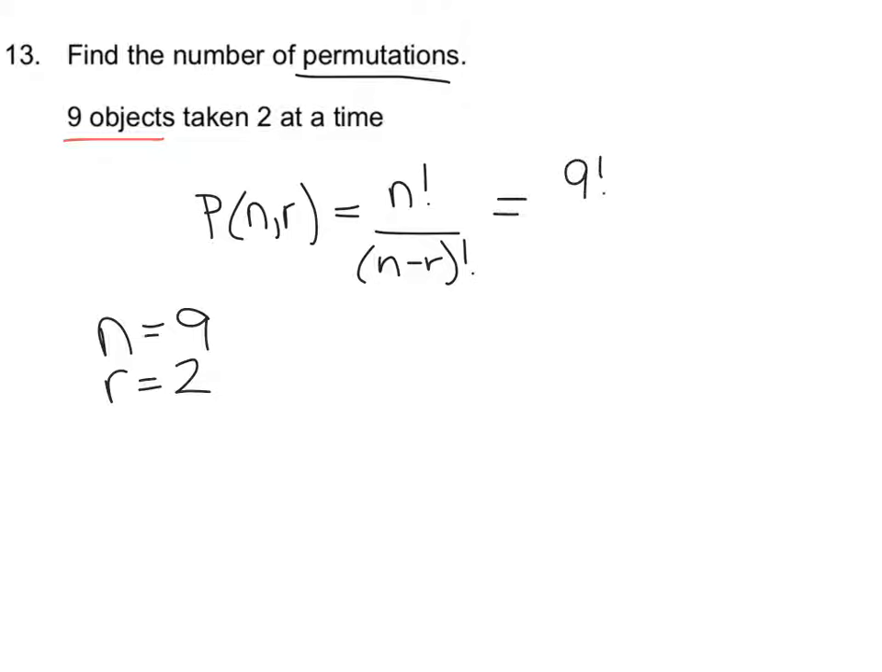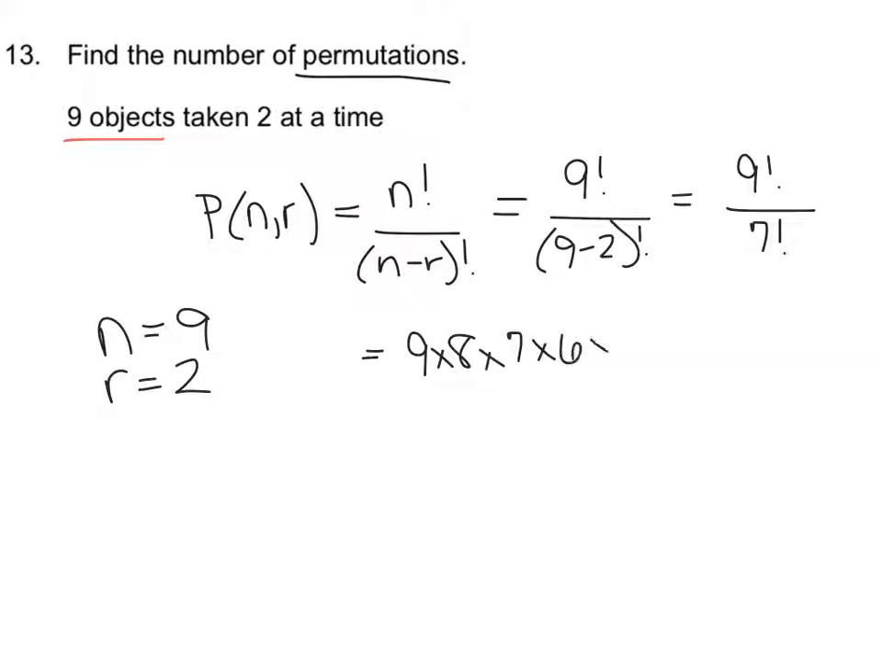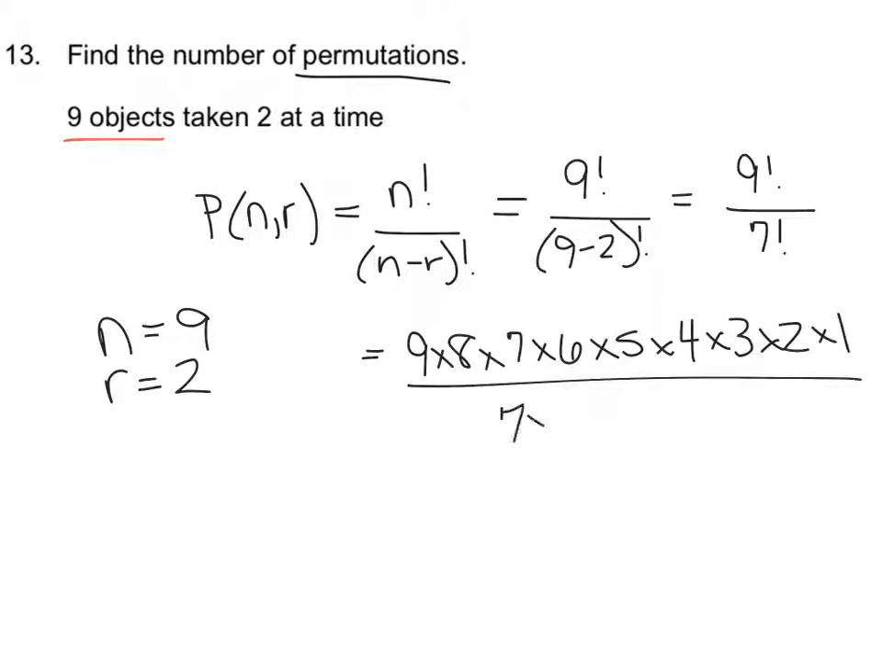We have 9 factorial divided by 9 minus 2 factorial. We'll do the subtraction on the bottom, so we have 9 factorial divided by 7 factorial. And we can write this out as 9 times 8 times 7 times 6 times 5 times 4 times 3 times 2 times 1. And then on the bottom we have 7 factorial, which is the same as 7 times 6 times 5 times 4 times 3 times 2 times 1.